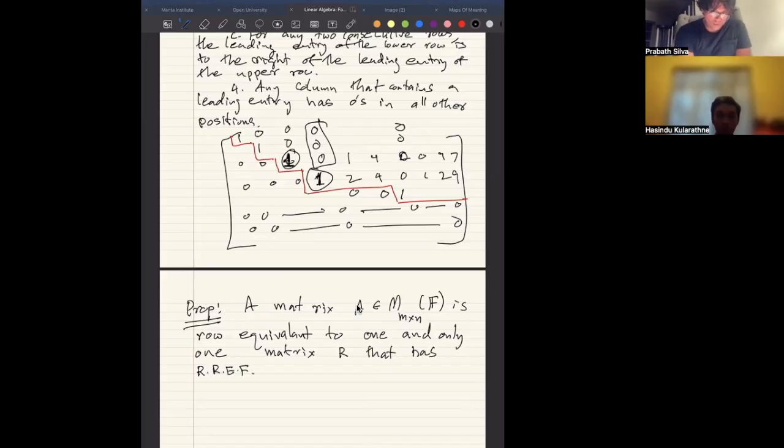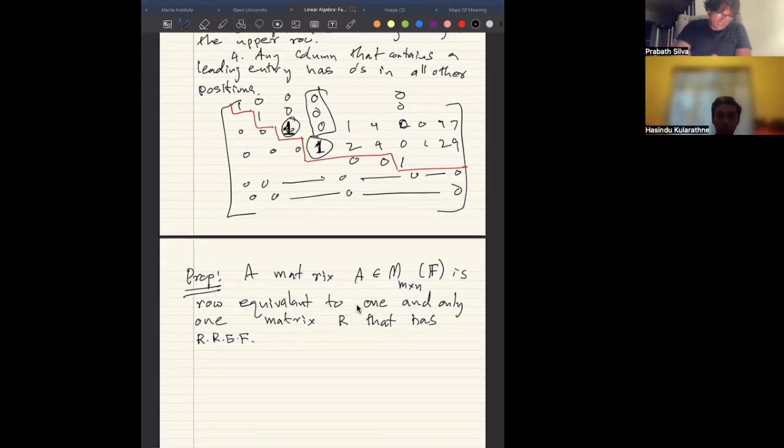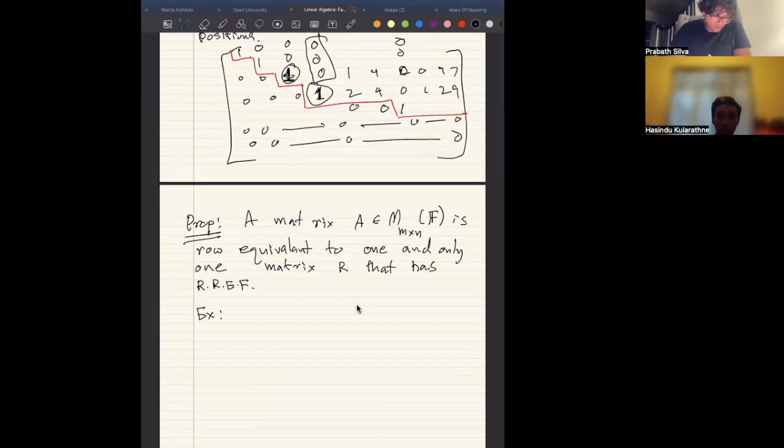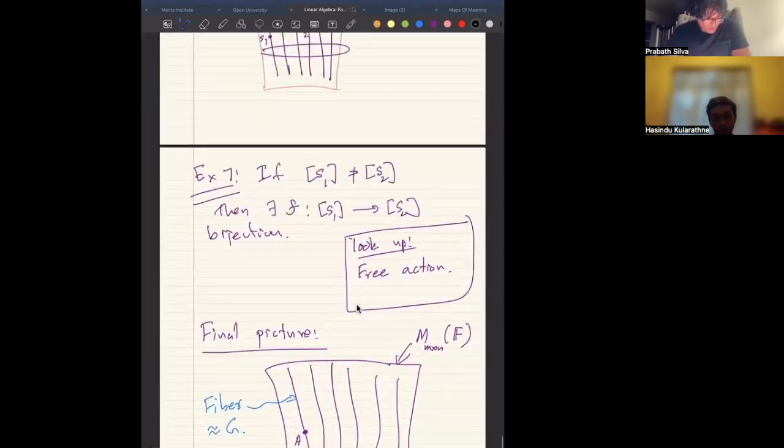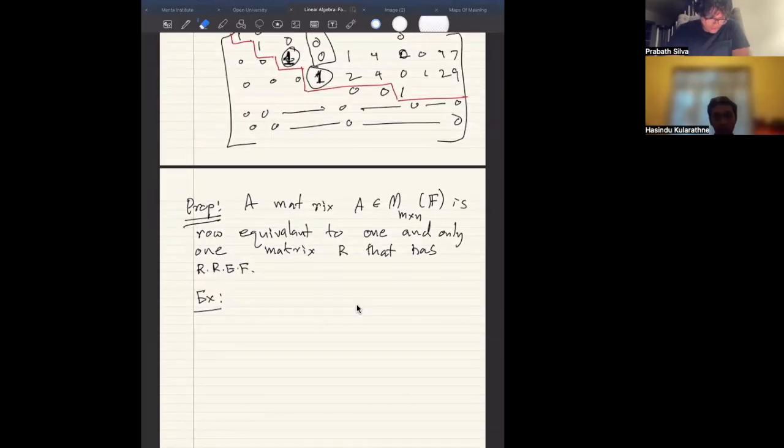Let's make this an exercise. I know that I asked this one earlier too, but let's make this exercise 8, because we had only one part. You have shown that you can get to one, but this is also asking you to show that you can get to exactly one. Starting from the matrix A, this tells you that you have a unique reduced row echelon form.